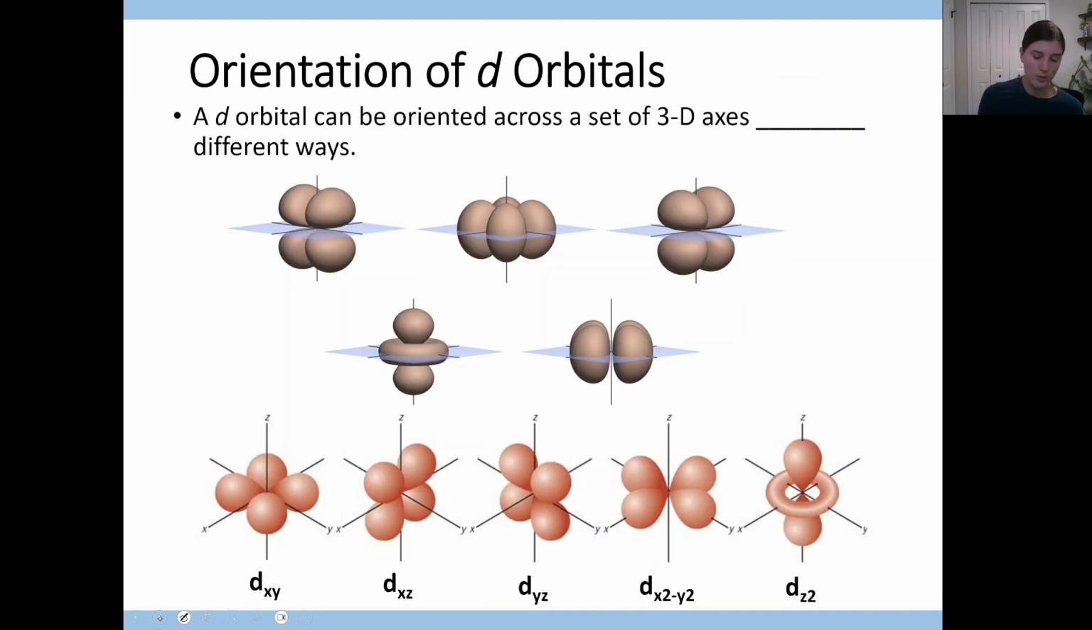If we look at d orbitals, they can be oriented across a set of 3D axes 5 different ways. So for d orbitals, L is equal to 2, ml is equal to -2, -1, 0, 1, or 2. So negative L to positive L, that's 5 different values. We have 5 different orientations for d orbitals. And those are all shown on this slide here.